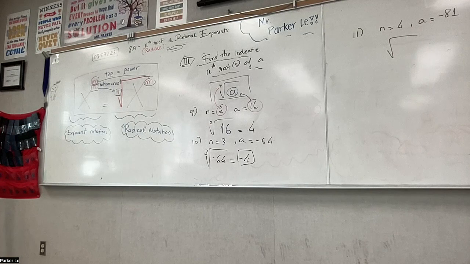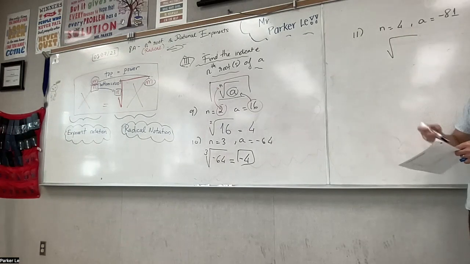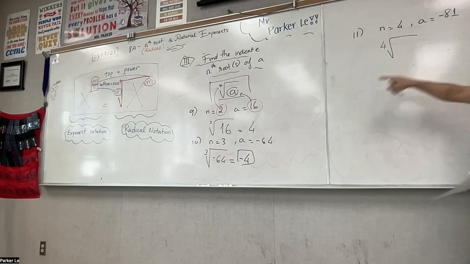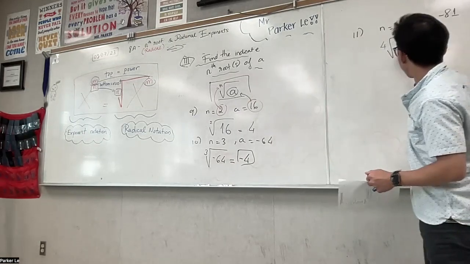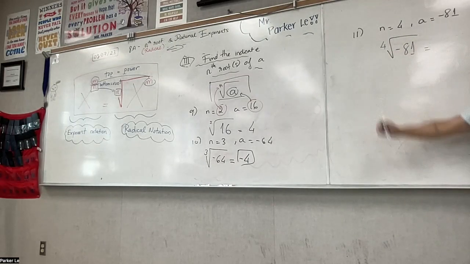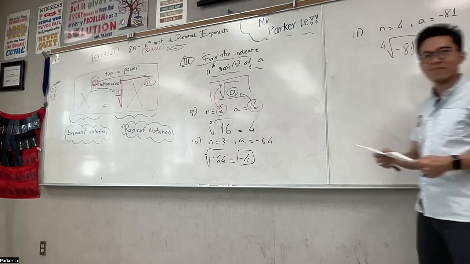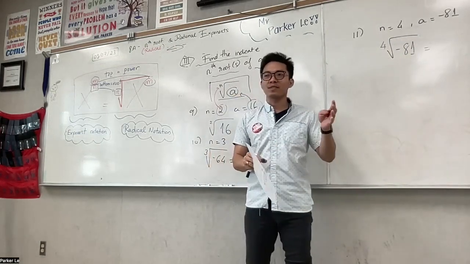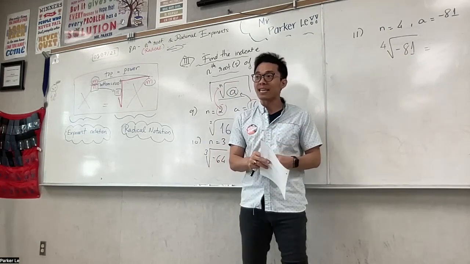No, okay, but I got a good guess. Are you done? Can we move on? Okay, what is n? 4. So the root power is 4. Okay. Well, what is a? Negative 81. All right, what is it equal to? Is there any number that you take to the 4 power and get negative 81?